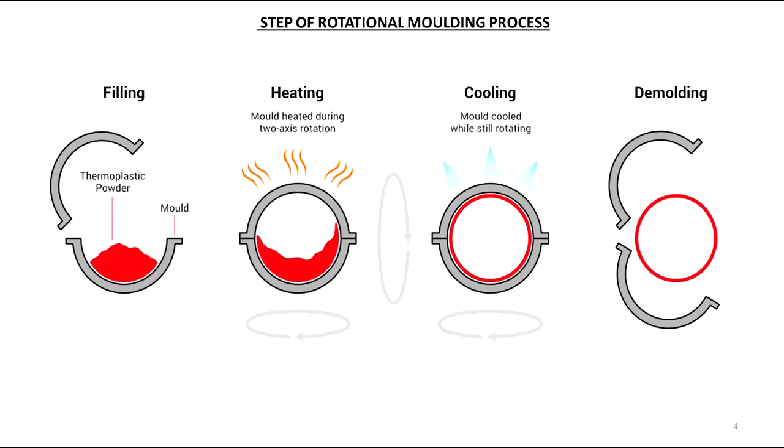These are the different steps of rotational molding process. First one is filling in thermoplastic powder and closing the mold. After that, heating: the mold is heated during the two-axis rotation. After then, cooling: the mold is cooled while still rotating. Then open the mold and demolding. This is the fourth step of rotational molding process.